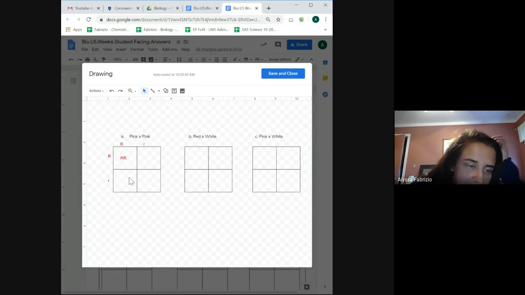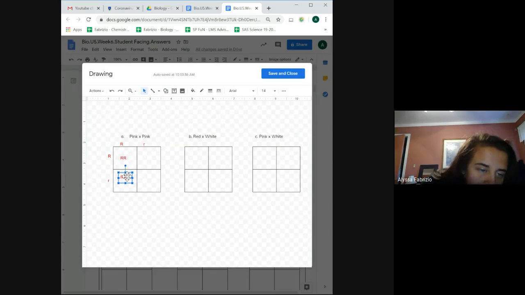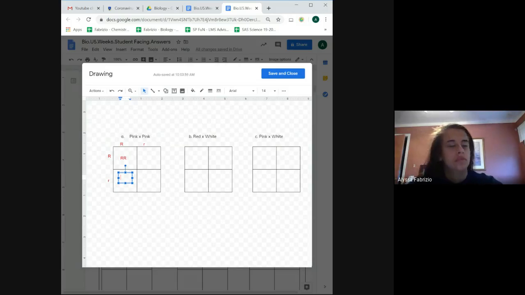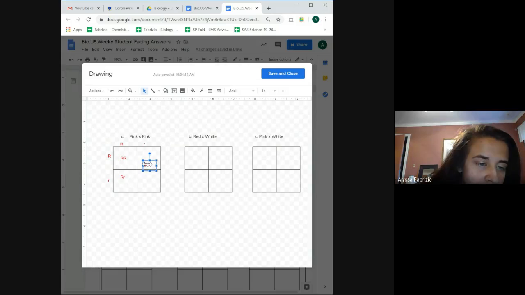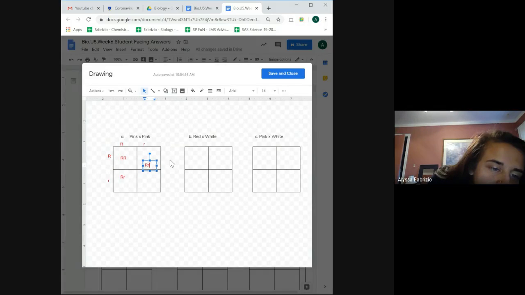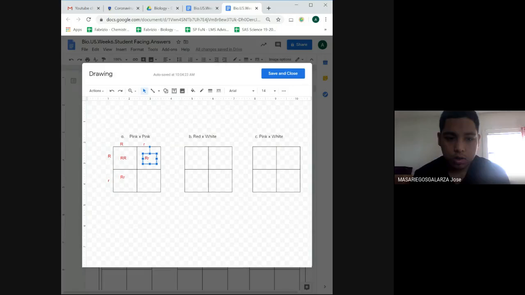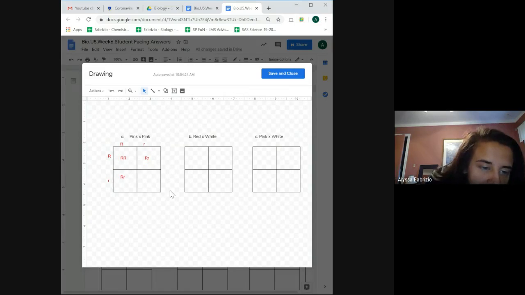Okay, what about for this bottom square? It's going to be uppercase R and lowercase r. Very good. What about for this one up here, our top right one? It's going to be the same one. Okay, very good. And what about for this bottom right one? Lowercase r. Yep, 2 lowercase r's. Very good.